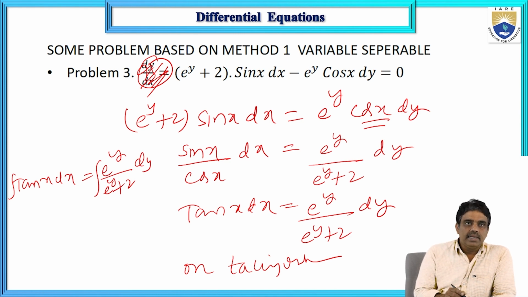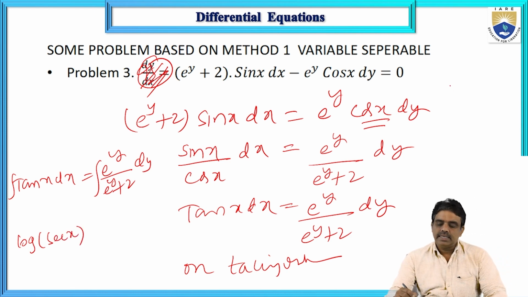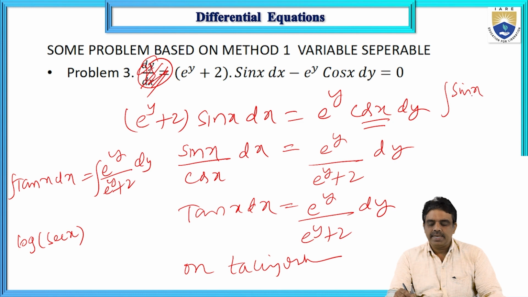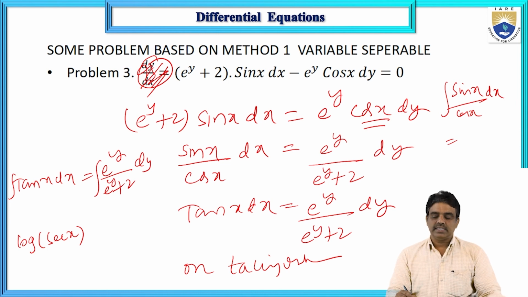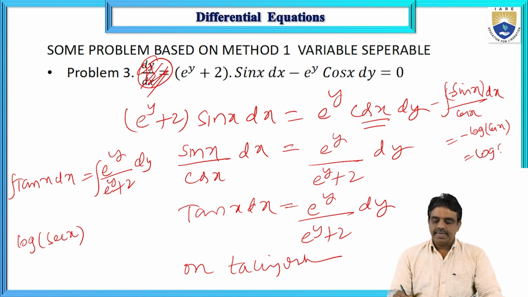Then what is it? We know that the integral of tan x is log secant x. Integral tan x means integral sin x by cos x. Am I right or not? So sin x by cos x. If you assume cos x is f of x, then minus sin x is the derivative. Then it looks like minus f dash x by f of x dx. That means it is minus log cos x, or I can write it as log secant x.